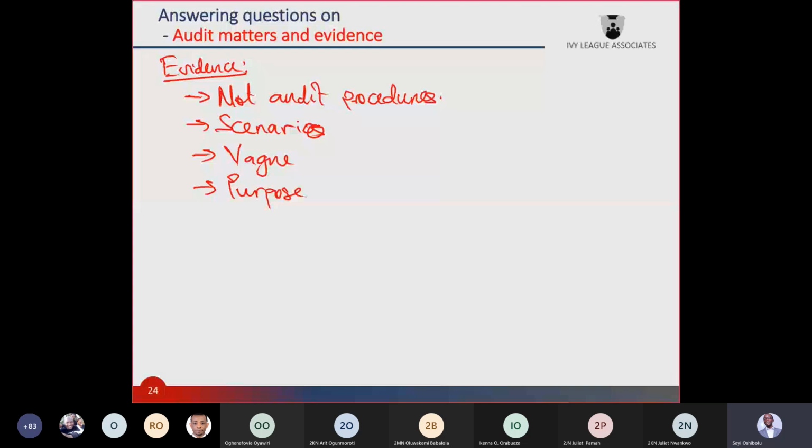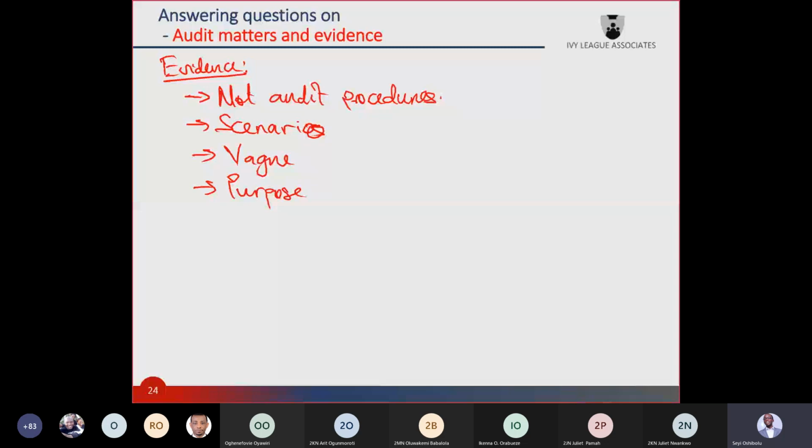It's not just bank statement. What is the bank statement? Why do you need the bank statement? You should put it there. And it is not obtain a copy of the bank statement. It is actually copy of the bank statement. You obtain there turns it to a procedure.